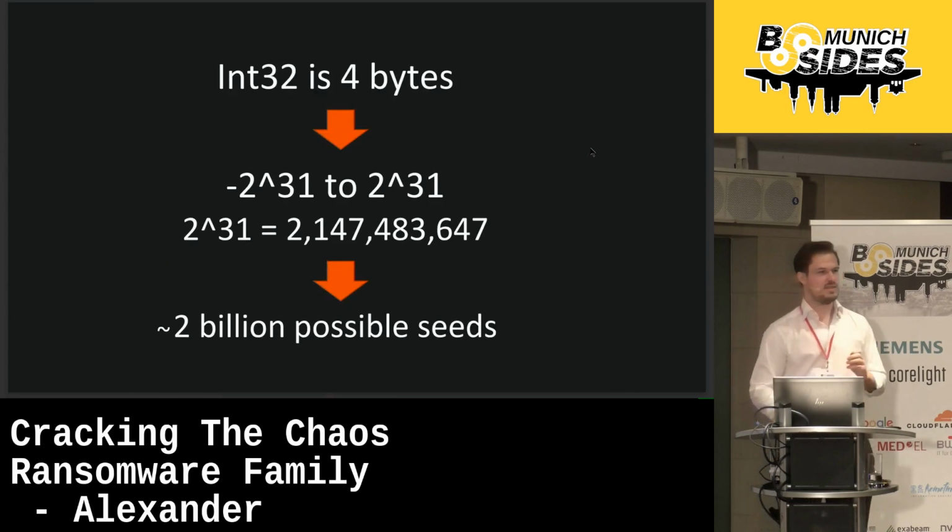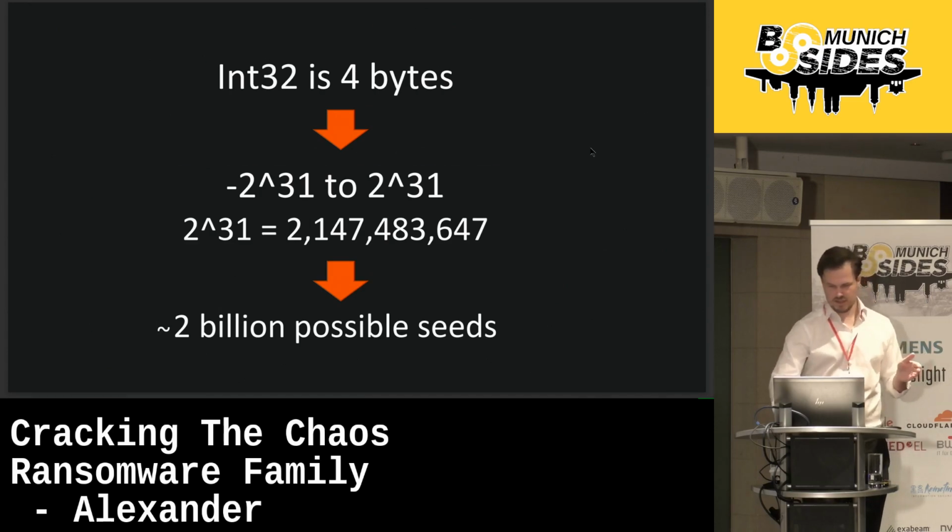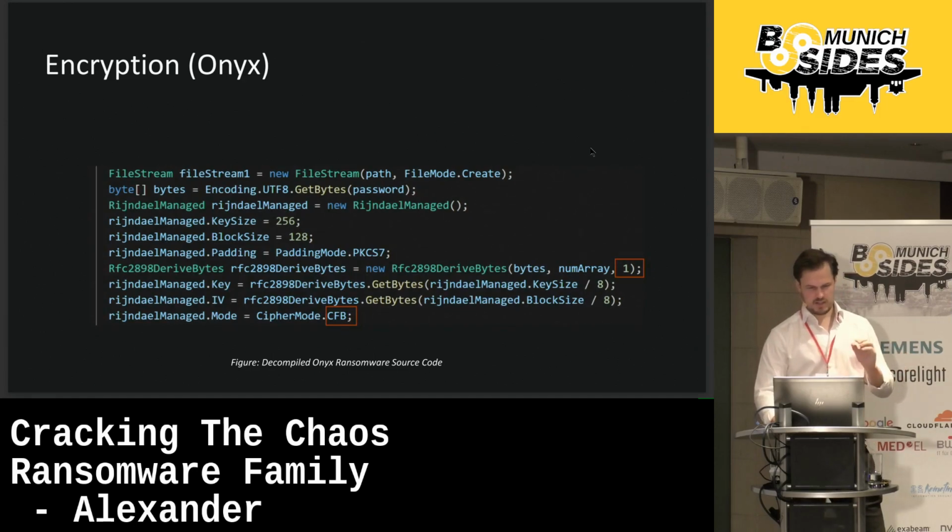So what is that seed? It's a 32-bit integer, and in an integer you can only have 2 billion possible seeds. So that's kind of interesting, right? The random password can probably only be 2 billion different passwords. That's not that much. So we also look into the details of what they're doing here. They derive the key from that random password, but they only use 1 iteration, which is really, really weak. And they also use a mode called CFB, which is kind of an interesting choice.